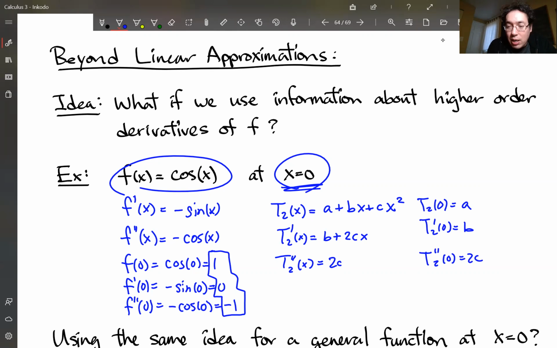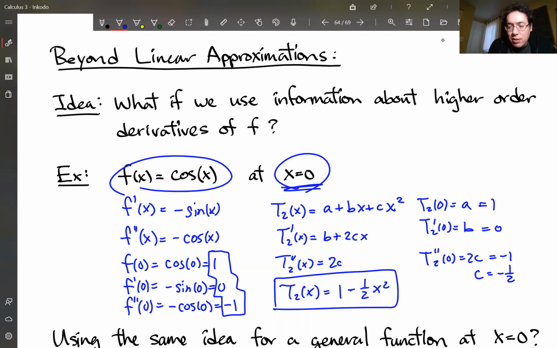So if I want to match the function at 0, a better be equal to 1, b better be equal to 0, and 2 times c should equal negative 1. So c is equal to negative 1/2, I guess. So the tangent parabola at 0 is going to be 1 plus 0x minus 1/2 x squared.